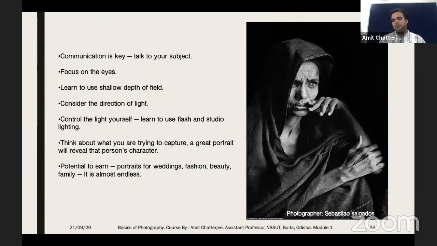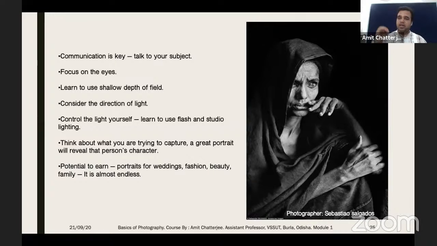Some of the technical points: always try to focus on their eyes. And actually, this is something that applies not only to human photography but also to animals. Whenever we are creating portraits, always try to focus on the eyes. Some of the cameras today come with eye focus or auto eye focus. You can use that also, not a problem.